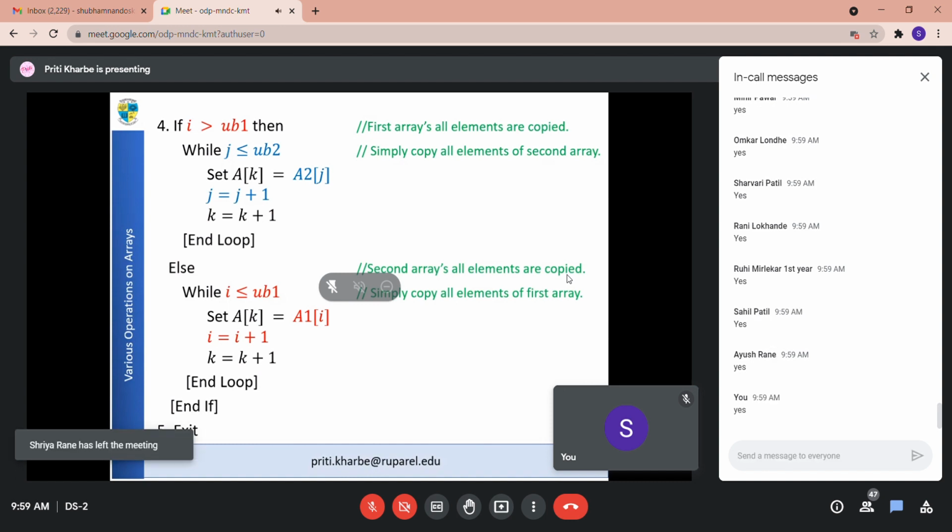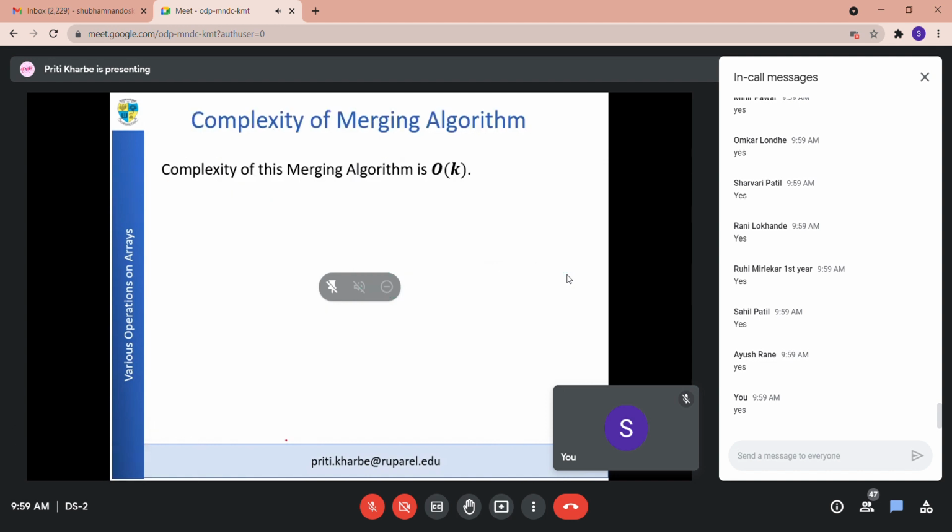Yes, and as I told you, every algorithm you will have complexity. So you have to remember the final answer. So the complexity of this merging algorithm is O of k. Okay, remember that. What was the complexity of bubble sort? Anyone? Complexity of bubble sort?